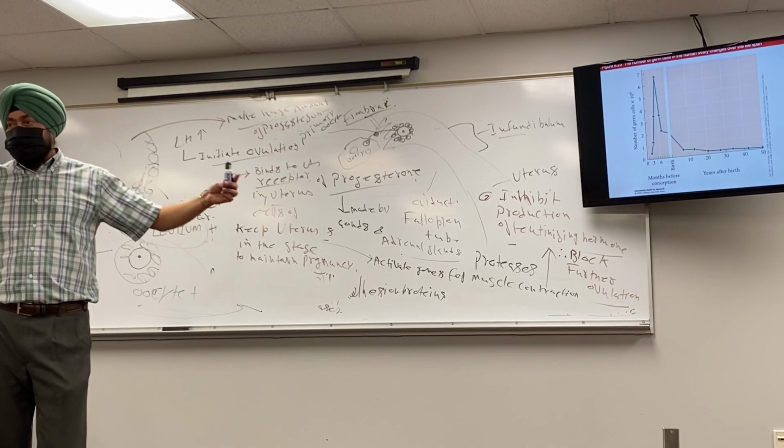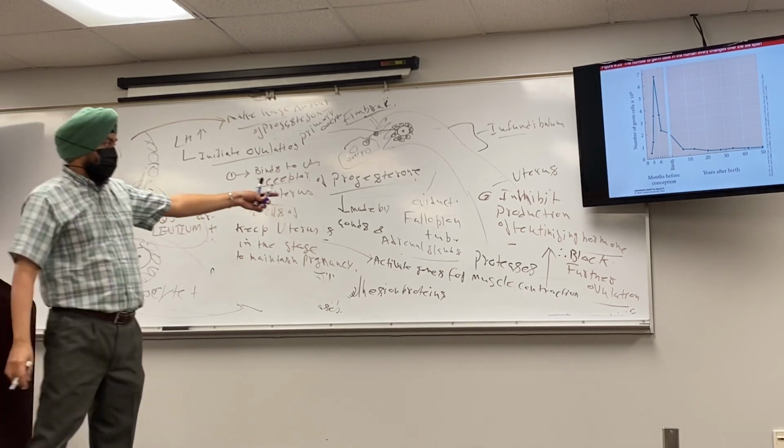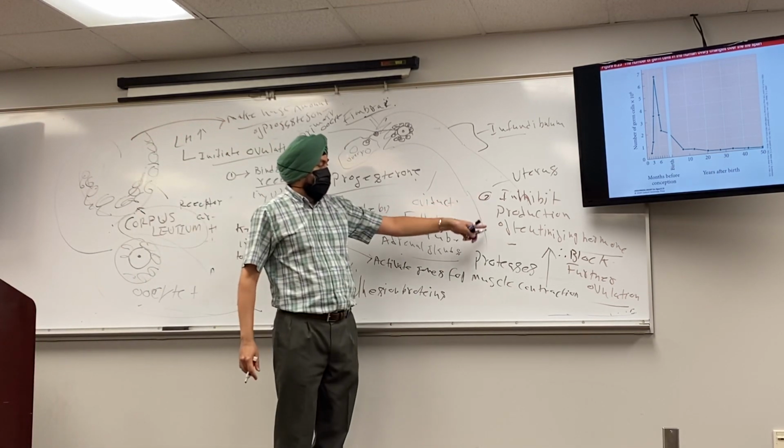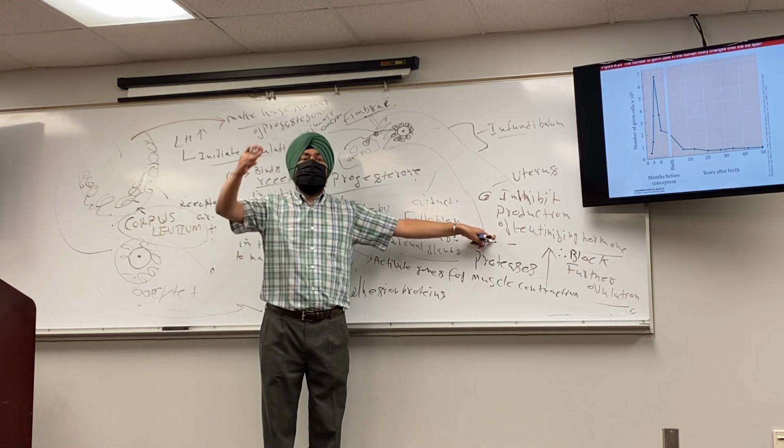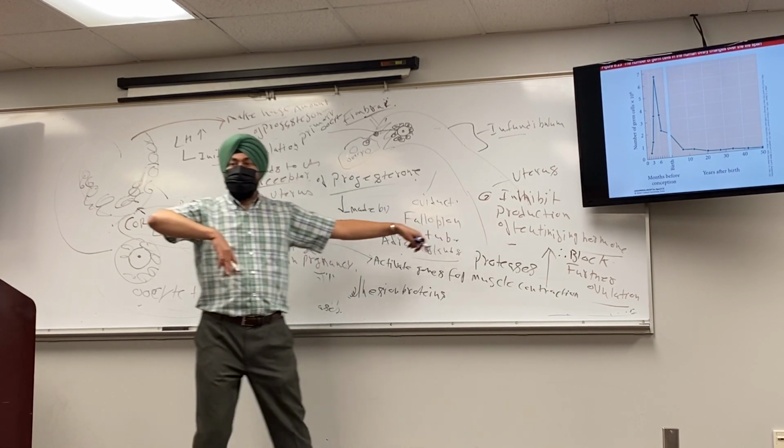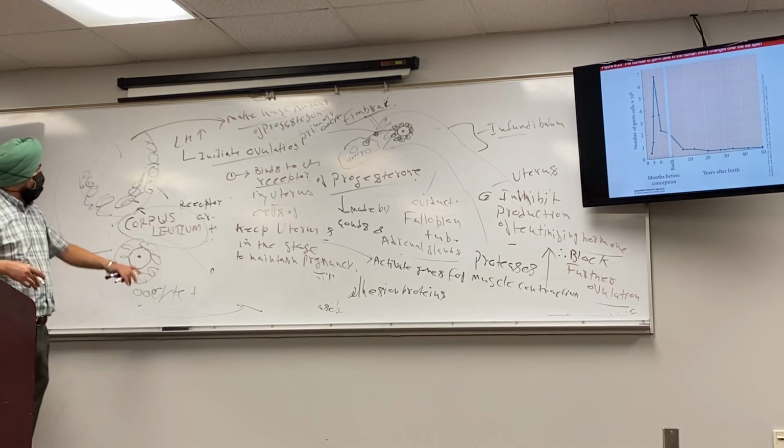And all the birth control pills, they have progesterone. And that's the purpose, to inhibit the luteinizing hormone so that you can inhibit the ovulation. Okay? So now, let's go back.